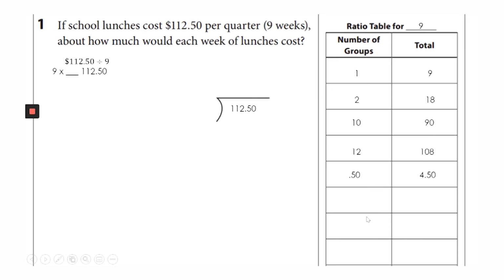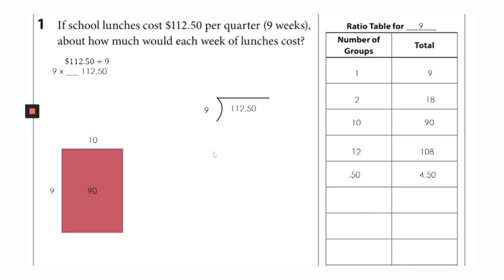So let's take a look over here to get our final answer. We have $112.50 divided by 9. Let's look at our area model. 9 times 10 was one of the first things we did, and that was 90. So let's keep track over here. 9 times 10 is 90, and we still have $22.50 to divide up equally.